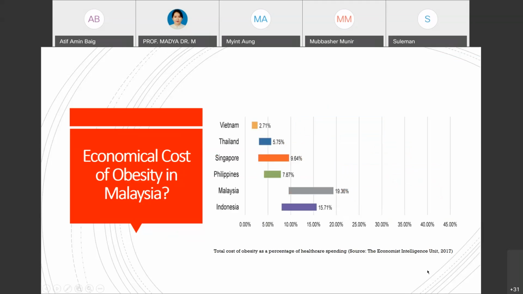Okay, now this is the economical cost of obesity in Malaysia. If you consider the ASEAN regions, which is the Southeast Asia region, you will find something very interesting: Malaysia is bearing the maximum cost of obesity. The economical cost of obesity in Malaysia is 19.36%, as compared to other countries, where Indonesia is at second level, then we have Singapore, then the Philippines, and then Thailand and Vietnam. I hope nobody from the Philippines is here, otherwise they're going to correct my English.